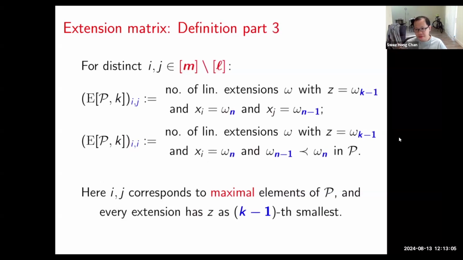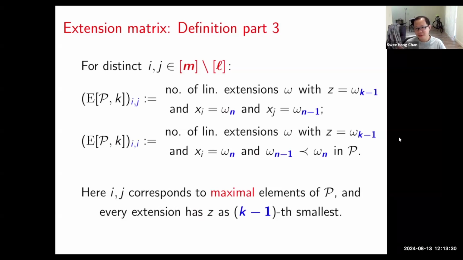And finally, definition part 3, this is when both i and j correspond to maximal elements. This is dual to the previous part. Rather than xi equal to omega 1, now xi is equal to omega n and xj equal to omega n minus 1, and the value of z decreases from k to k minus 1. Okay, so this completes the definition of the extension matrix.